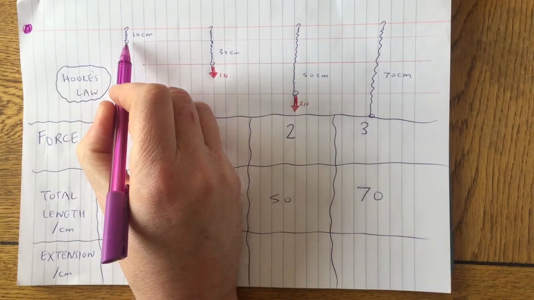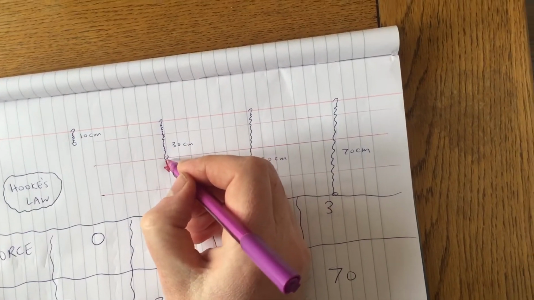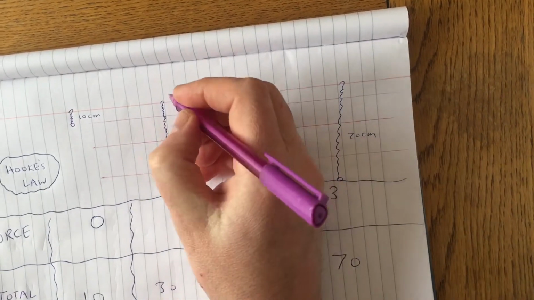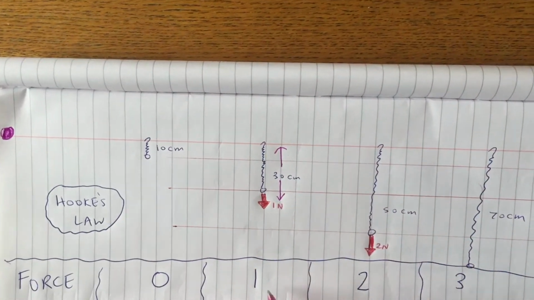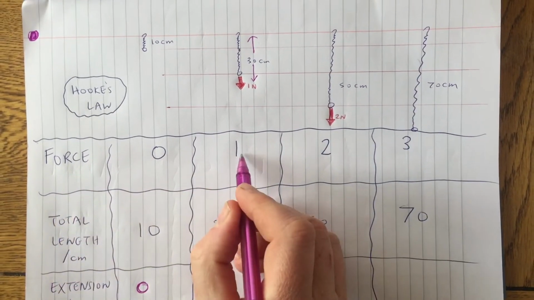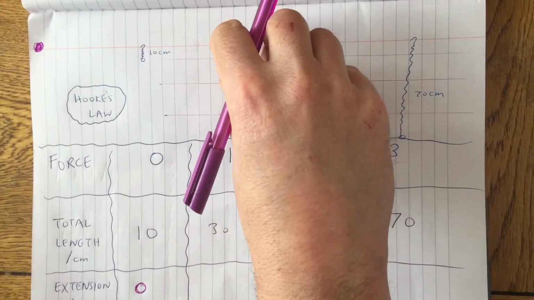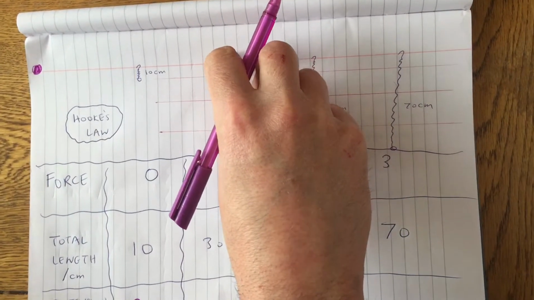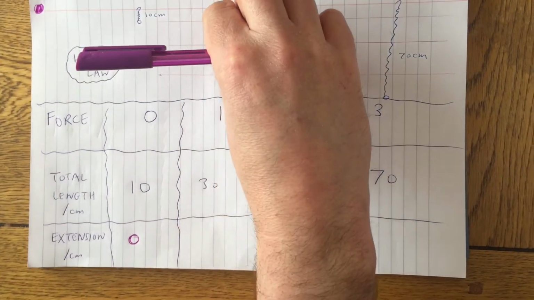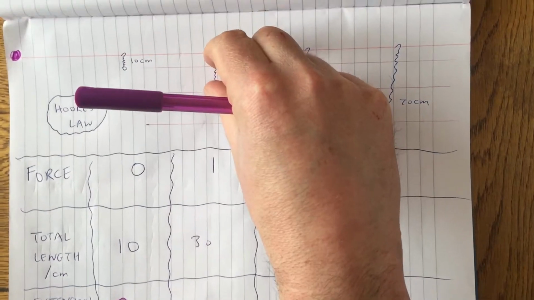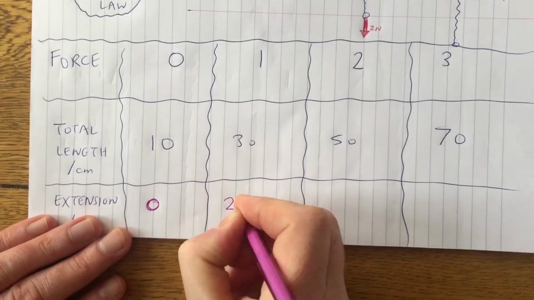Then I want you to imagine we take the spring and hang a 1 Newton weight on it, like so. Obviously the spring is going to stretch, and now it's got a total length of 30 centimeters. So I say 1 Newton for the force, 30 centimeters for the new total length. If the new total length is 30 centimeters and the spring was originally 10, then we can work out that it must have stretched 20 centimeters. It's 30 centimeters now. It used to be 10, so it must have stretched 20 centimeters.